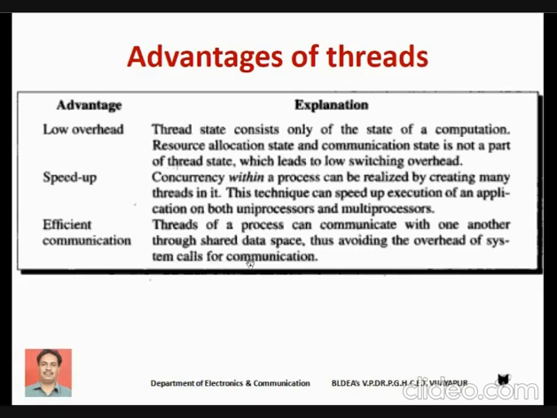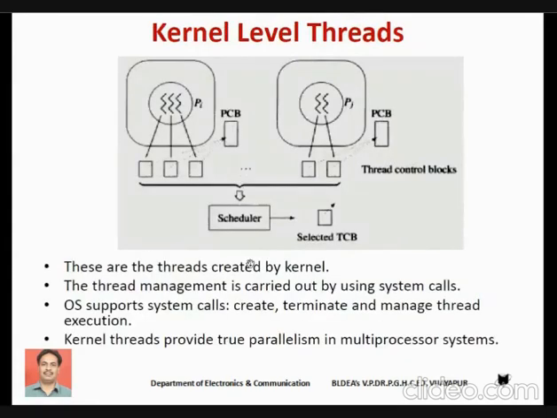Then looking at threads, we have two types of threads: kernel level threads and user level threads. Just look at the diagram. Here we have indicated kernel level threads. If you look at the diagram, we have two processes, Pi and Pj. Process Pi has three threads. Is it visible? There are three threads within the process Pi. And how many threads do we have in process Pj? There are two threads.